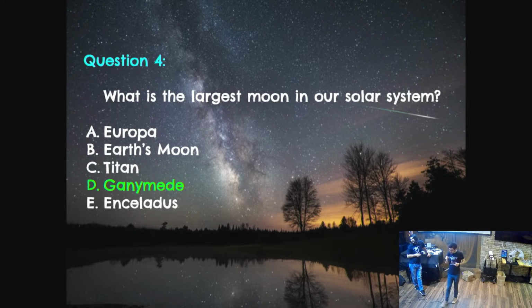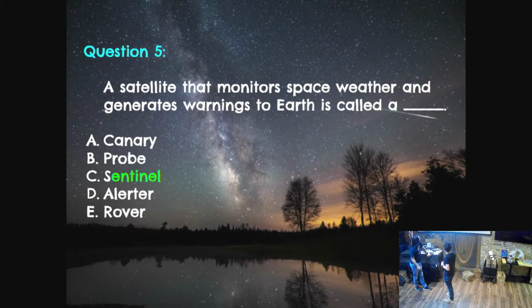Ganymede is quite large. Fun fact, Ganymede has its own magnetic field. That's how powerful it is. So, good, cool moon. Our next question was about what is the satellite that monitors the space weather? And that's, of course, the Sentinel, as given to us by Dr. Kosmann. So, that was a memory one.